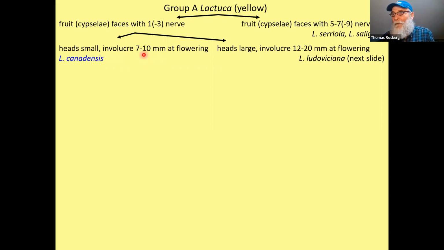7 to 10 millimeters, as you can see here for Lactuca canadensis. That's when it's in flowering. They will get a little bit bigger in fruit. So in fruit, it's like 10 to 15. For Ludoviciana, not much overlap. In flower, 10 does not overlap with 12. Much larger involucres here, 12 to 20 when it's in flower, 15 to 23 when it's in fruit. So Ludoviciana will be on the next slide.